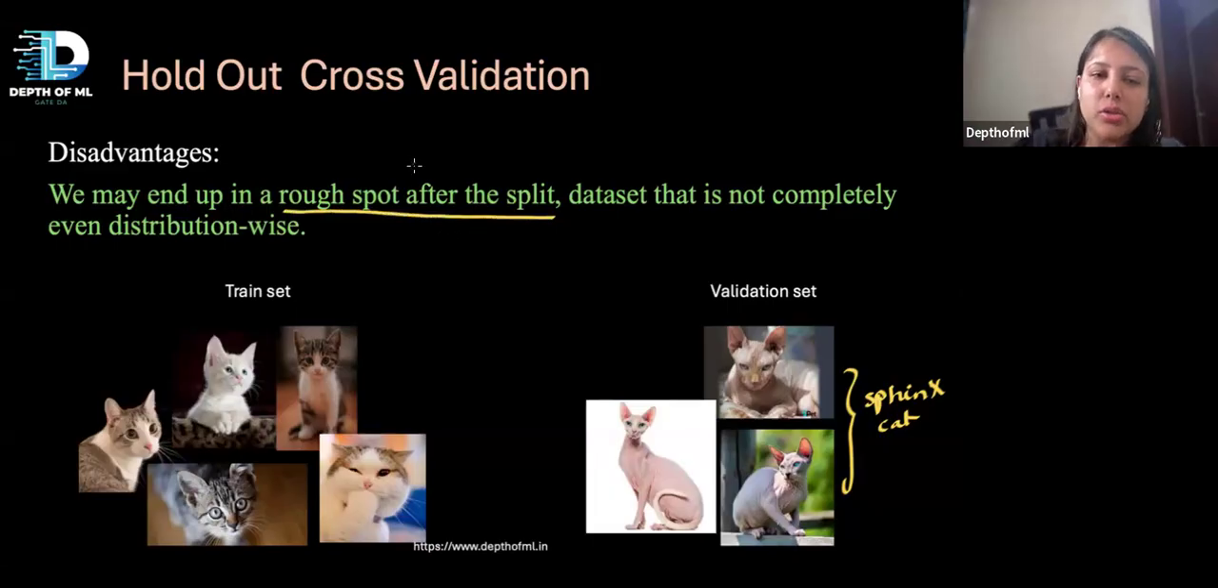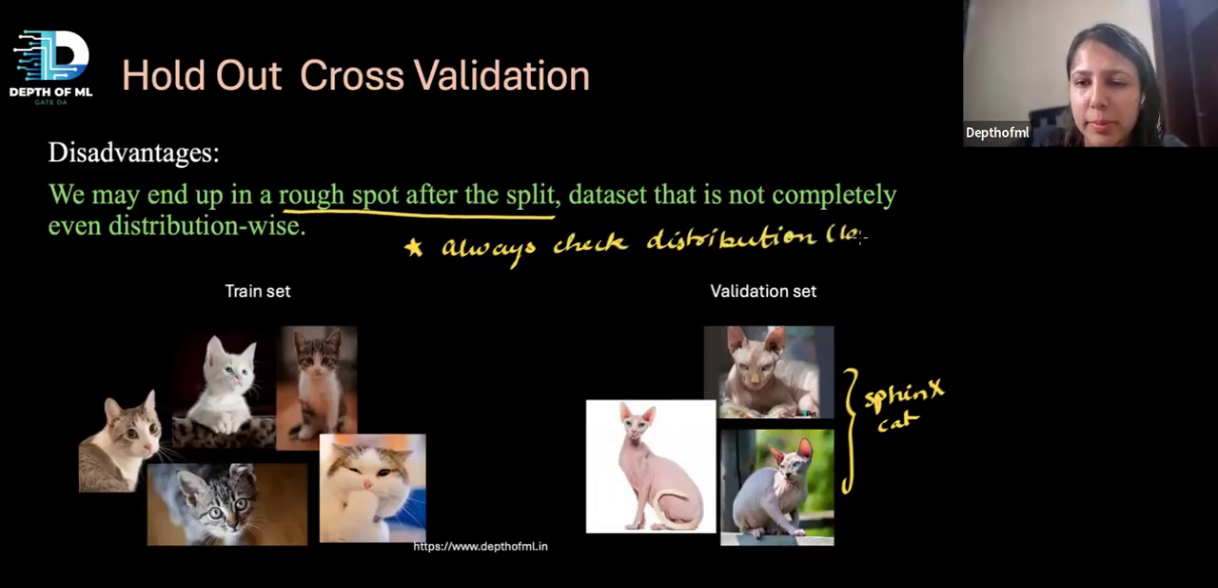So it's a good idea to always check the distribution. Label distribution, so basically the distribution of labels, or say features also, like how the features are distributed. You can compute statistics like the mean of a feature in the training set and the mean of that feature in the validation set, and see if they look okay and are not way off. Okay. So always check the distribution of labels and features after splitting and before doing cross validation, and then only proceed.